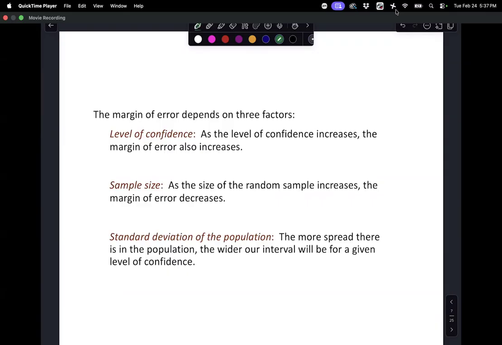The third is the standard deviation of the population. The more spread out your population is, the wider your confidence interval is going to be. So a bigger standard deviation means your population is spread out more. Therefore, we're going to have a larger margin of error. All right. So these are all the things that we're looking at.